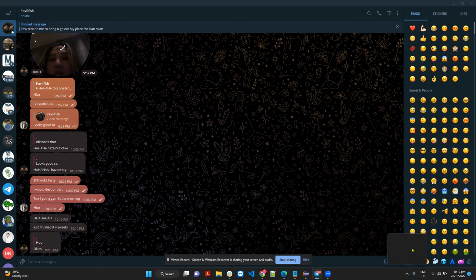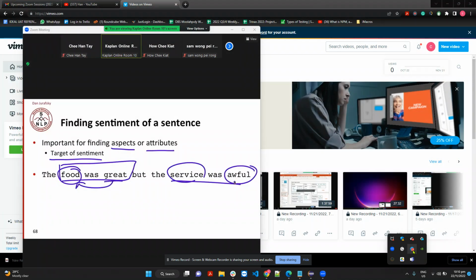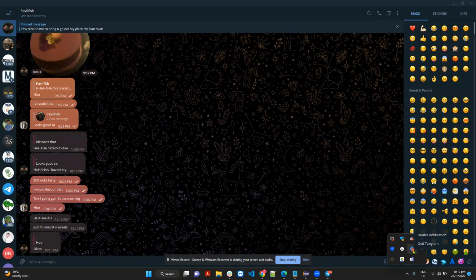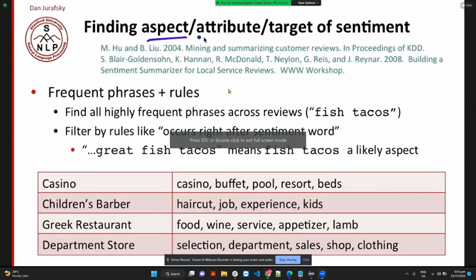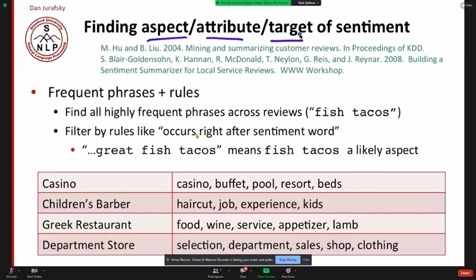So here's a sentence: the food was great, but the service was awful. This whole sentence doesn't really have a sentiment. It has a positive sentiment about food and a negative sentiment about service. So we'd like to be able to deal with this kind of micro sentiment where we have a sentiment about one attribute and a different sentiment about a different attribute or aspect. So how are we going to find the aspect or attribute, or sometimes it's called target, of a sentiment?